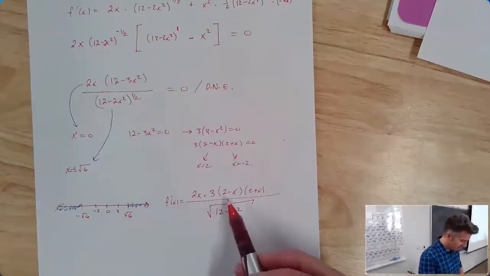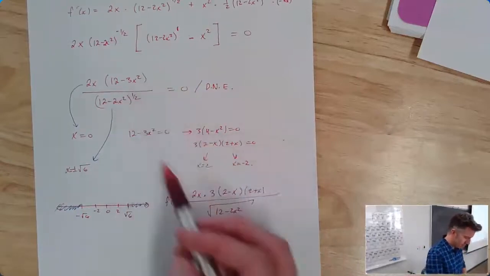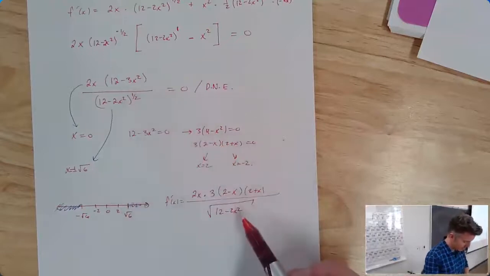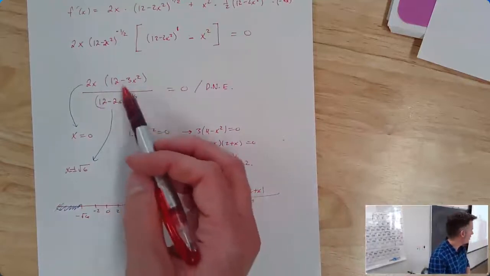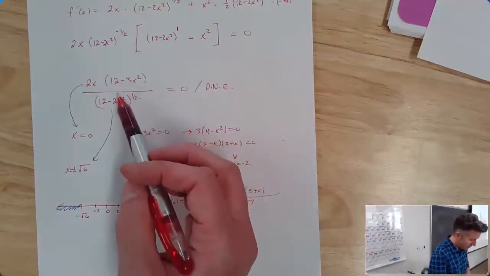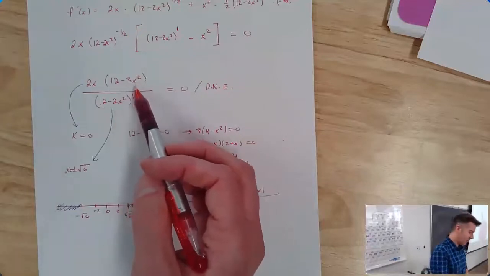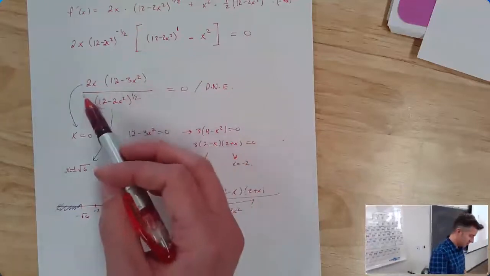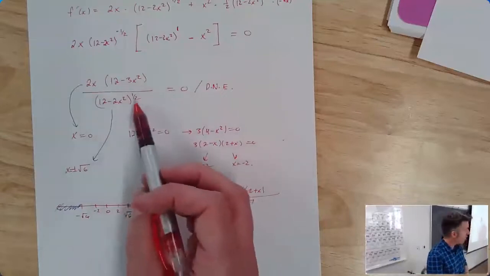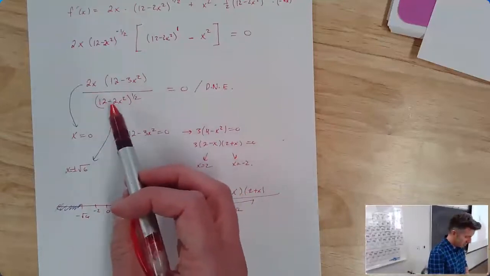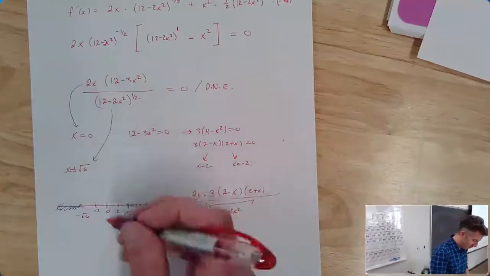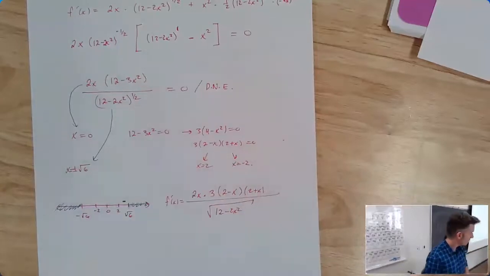If I plug in root 5, let's see, maybe it would be able to go here. I don't actually know. If I go back here, root 5 squared is 5, 3 times 5 is 15, 12 minus 15 is negative, 2 times 5 is positive, and this bottom part's always going to be positive. So positive, negative, positive, the whole thing is negative.